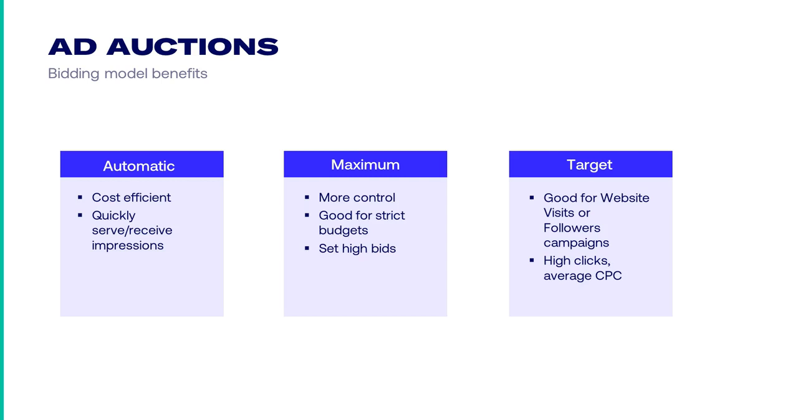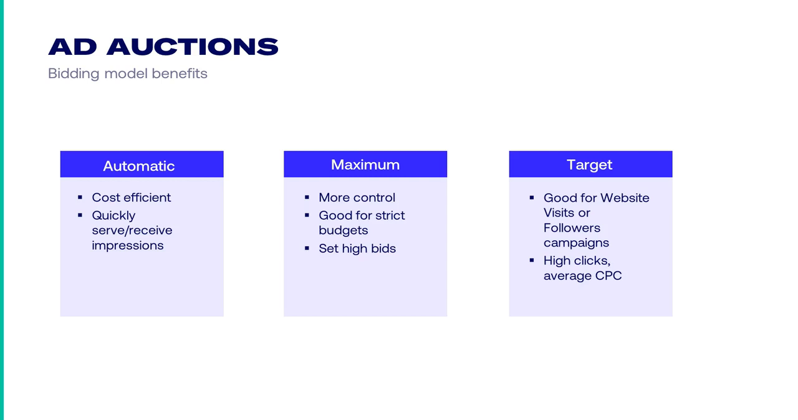For advertisers that prefer more control over a campaign and have strict budget requirements, the maximum bid option allows advertisers to easily set a max cost per objective-based campaign to ensure that they do not have to pay more than they are willing to. Additionally, the maximum bid option allows advertisers to manually set a higher bid, which increases the likelihood of their ad displaying in front of the targeted audience.